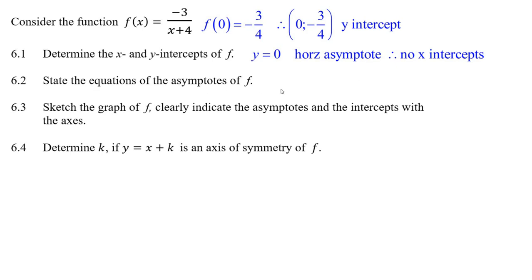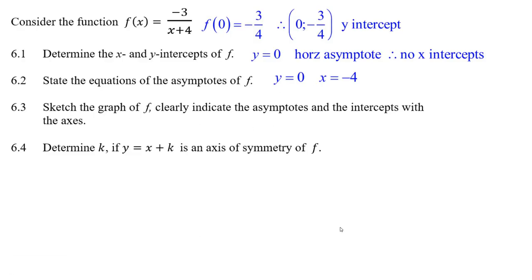Okay, state the equations of the asymptotes. Well, y equals 0, the x-axis, is an asymptote. And the opposite of this, x equals minus 4, because this can never be minus 4, because you can't divide by 0. And so there it is, the vertical asymptote and the horizontal asymptote.